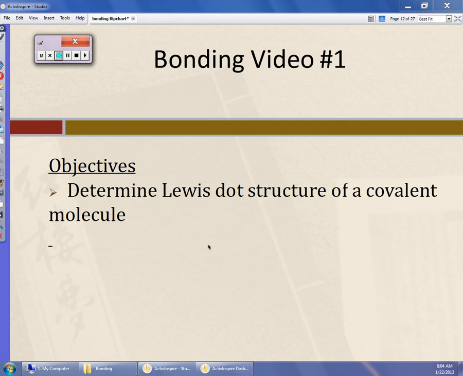Hello, this is bonding video number 1. At the end of today's video, you should be able to find the Lewis dot structure of a covalent molecule.